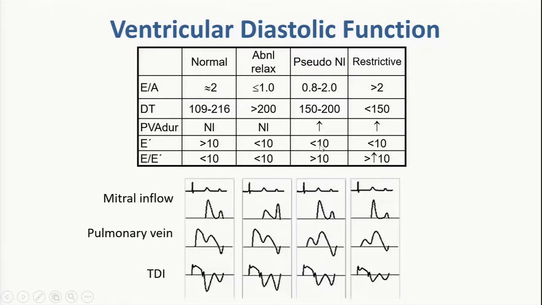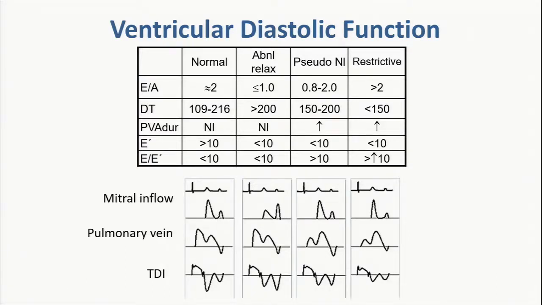In particular, the keys are the pulmonary vein A wave duration is increased. You can kind of see that shown here. This is wider than it is here. And in addition, the E prime is abnormally small, less than 10, whereas in normal it's greater than 10. And you can see that here versus here. So it's this and this primarily that help you distinguish this pseudo-normal pattern from real normal over here.